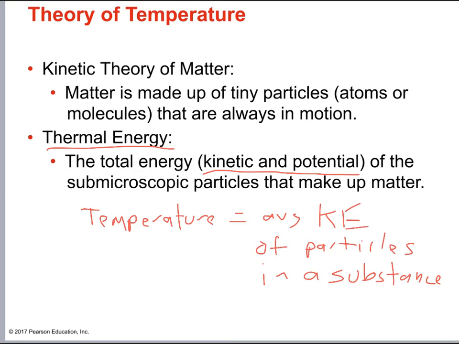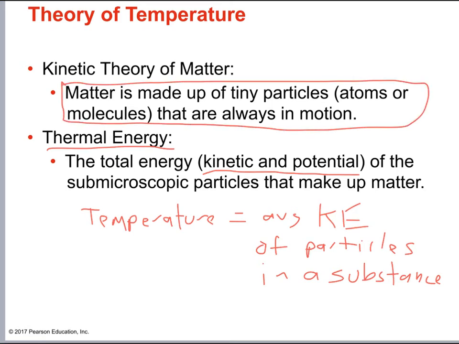And this ties into what's called the kinetic theory of matter, and that's the idea that matter is made up of tiny particles, atoms or molecules, that are always in motion. The word kinetic means motion, like kinetic energy is the energy of motion. Well, the kinetic theory of matter is the theory that matter is made up of moving tiny microscopic particles. And then we can talk about the temperature as being the average kinetic energy of those particles. And then the thermal energy, or the heat energy, is the total energy of all those particles.